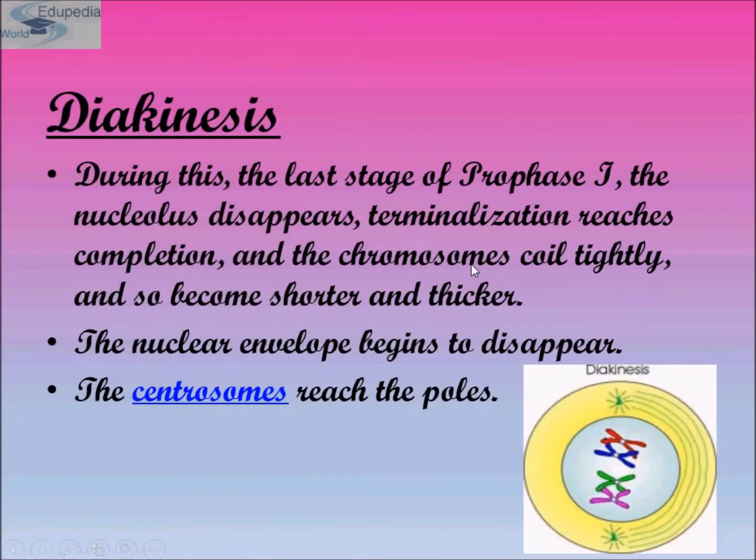And then comes diakinesis. During this, the last stage of prophase, the nucleolus disappears. Terminalization reaches completion and the chromosomes coil tightly and so become shorter and thicker. The nuclear envelope begins to disappear and the centrosomes reach the poles. As you can see, the centrosomes have reached the north and the south pole.